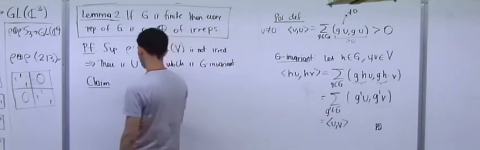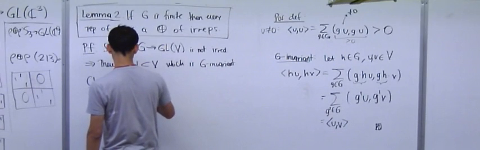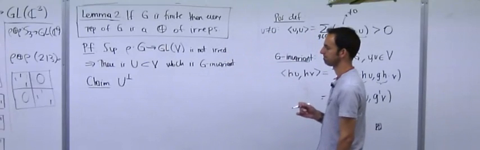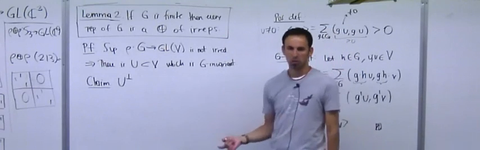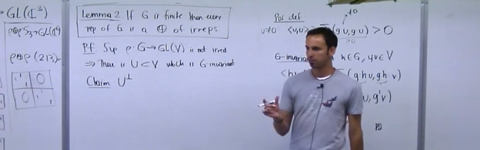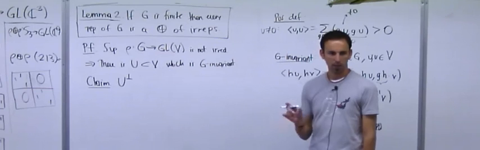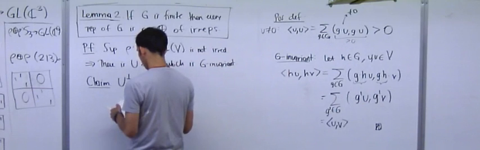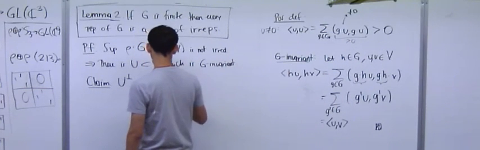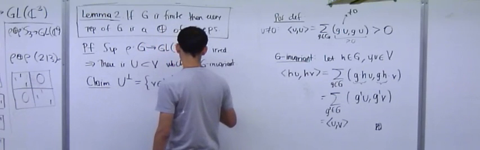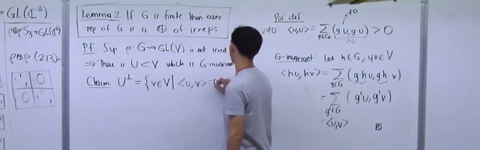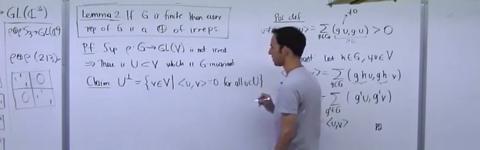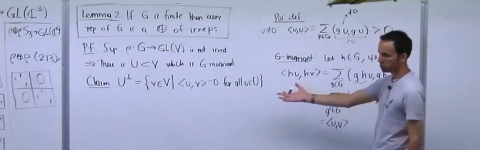My claim is that I can define U perpendicular, what I think of as the orthogonal complement. And the reason I can do that is because I have an inner product, right? I have a bilinear form here. So I can define this thing to be the vectors in V which are orthogonal to everything in U. Okay? So this is some subspace.